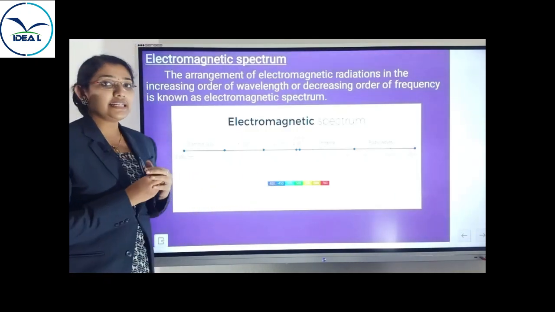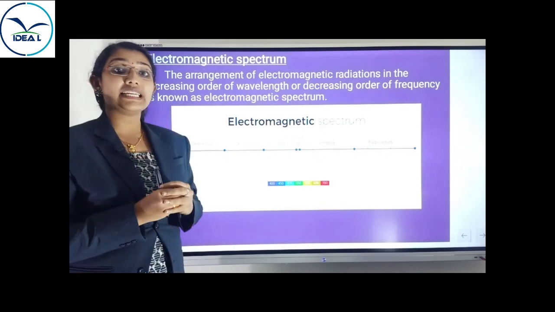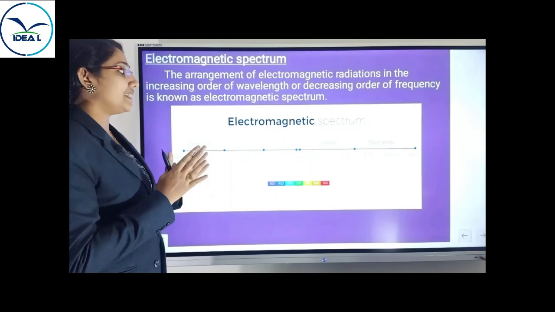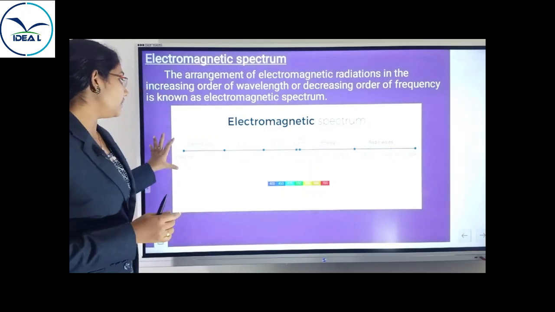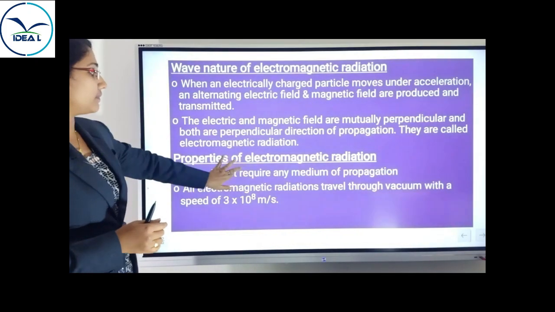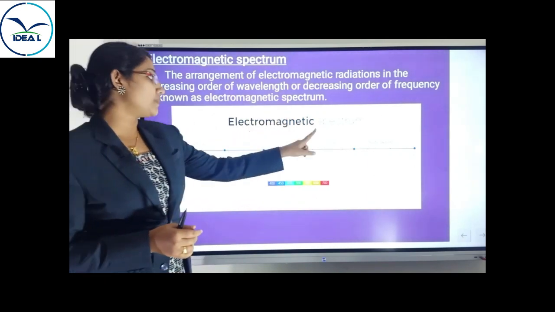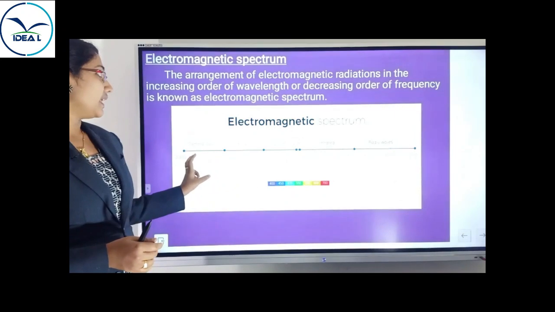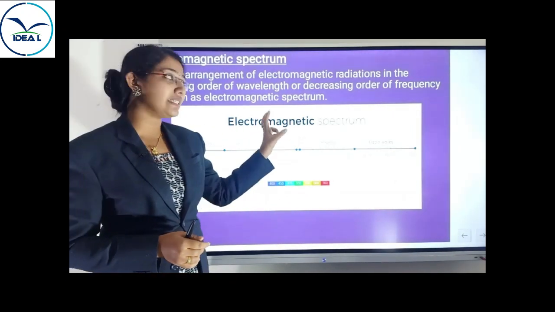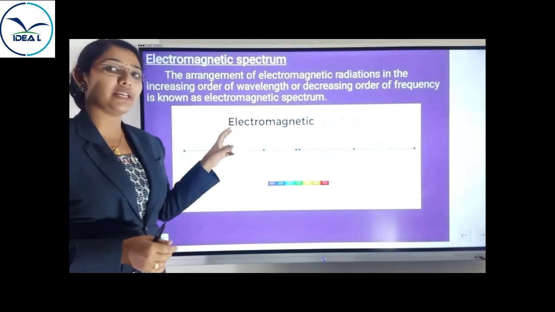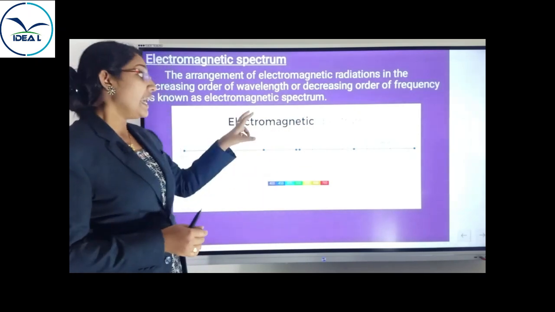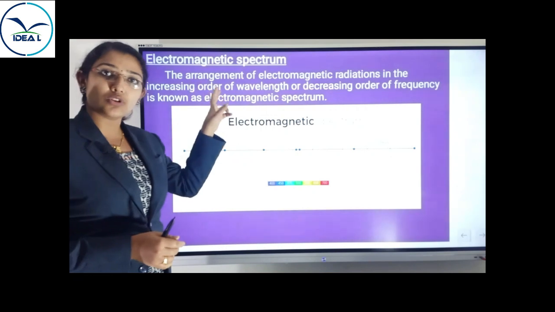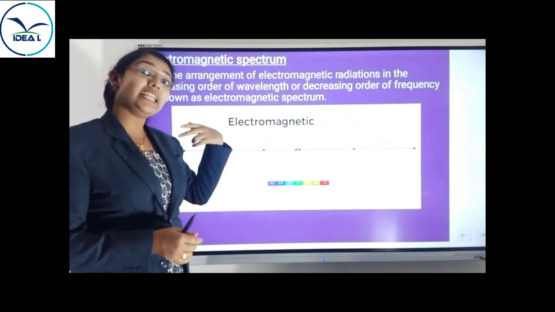Yes. The next is electromagnetic spectrum. What is meant by electromagnetic spectrum? Here a picture is given. Some rays are arranged here. The arrangement of electromagnetic radiations. Now we know what is meant by electromagnetic radiations. In this electromagnetic spectrum, we arrange electromagnetic radiation in an order.